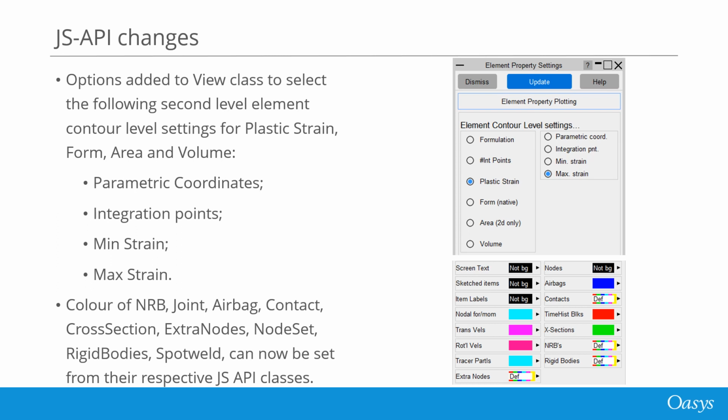Some JavaScript API enhancements in version 20 that are worth noting include the ability to set the second level element contour settings, specifically parametric coordinates, integration points, minimum strain, and maximum strain. Also, the color of many more entities, including nodal rigid bodies, airbags, and contacts, can be set via the API.